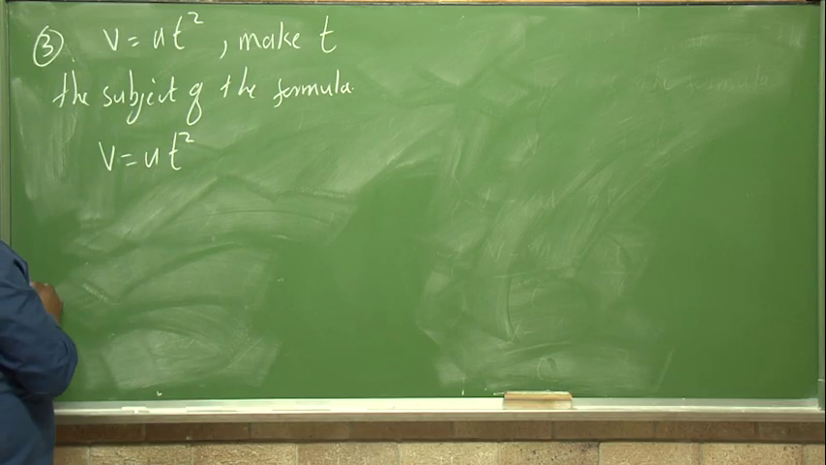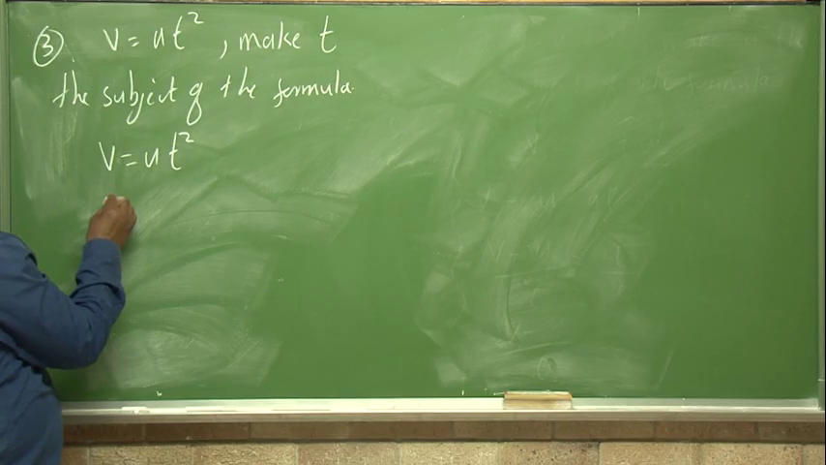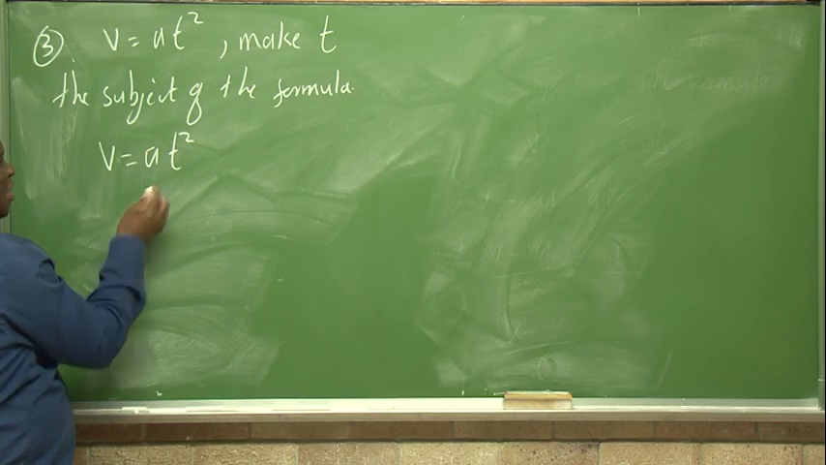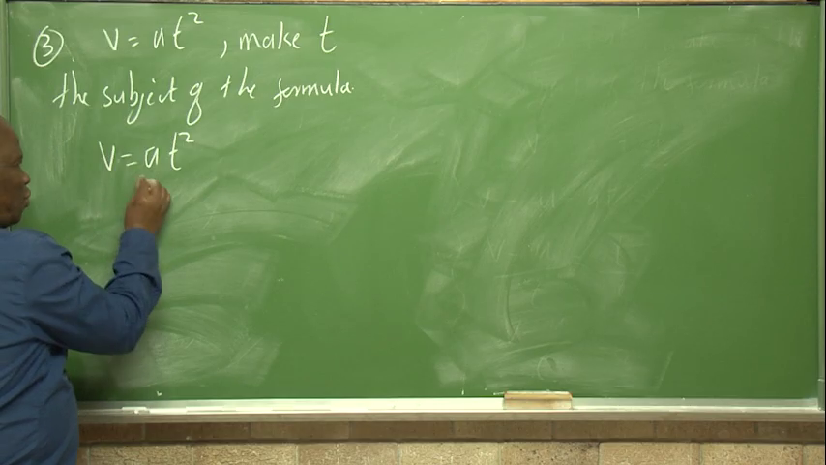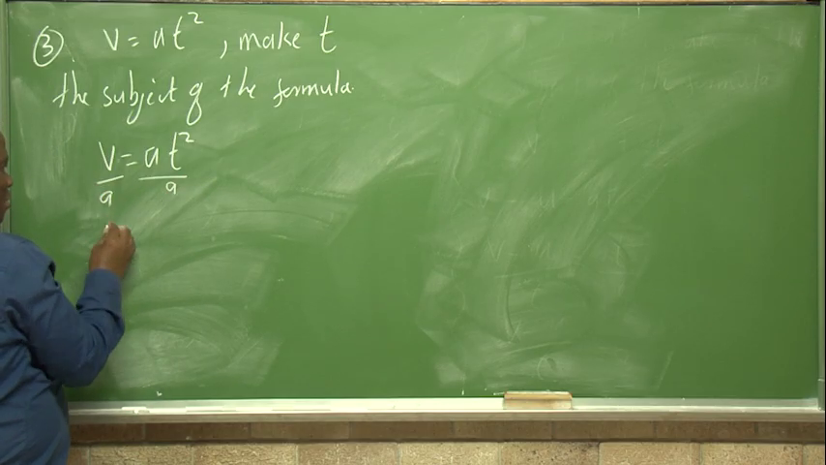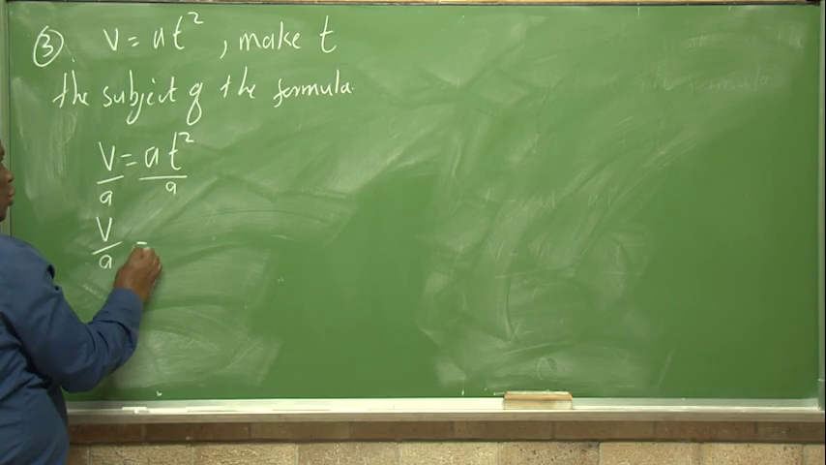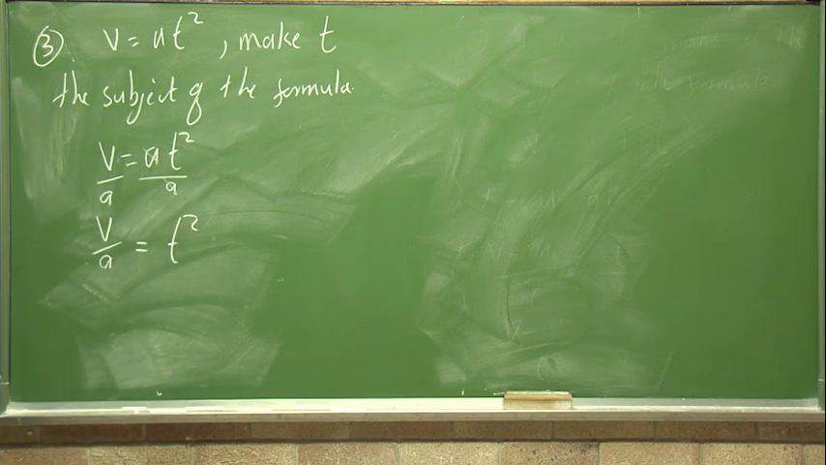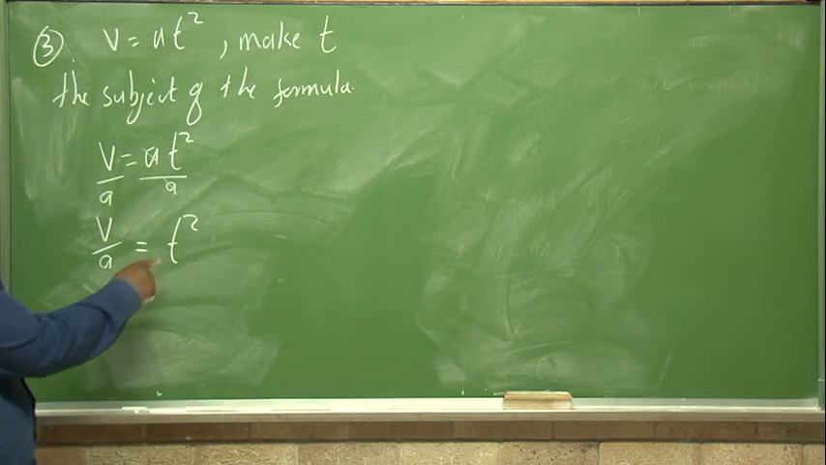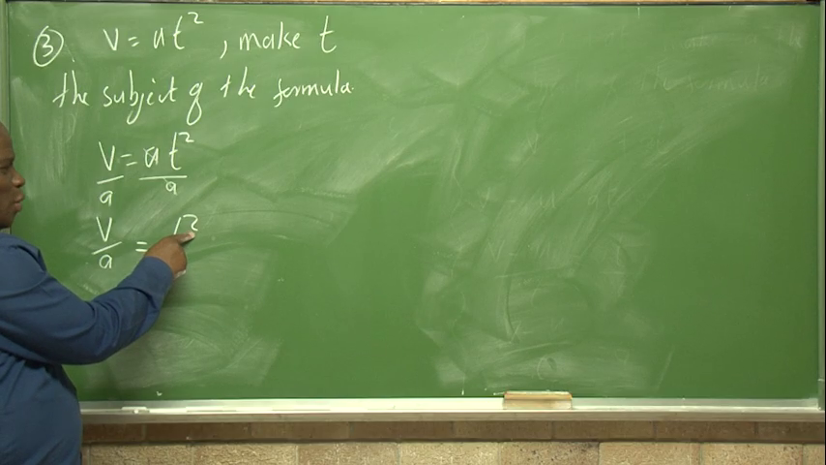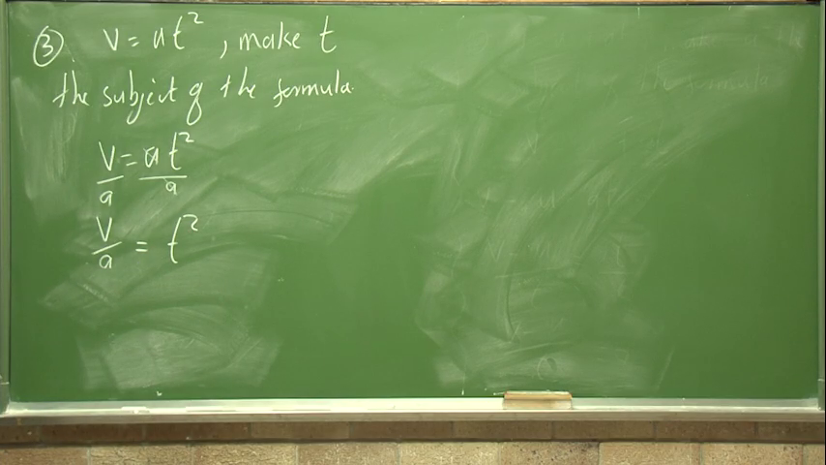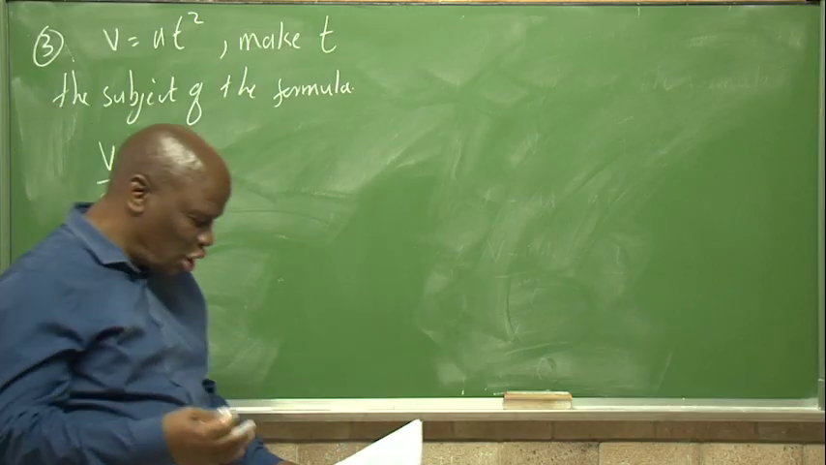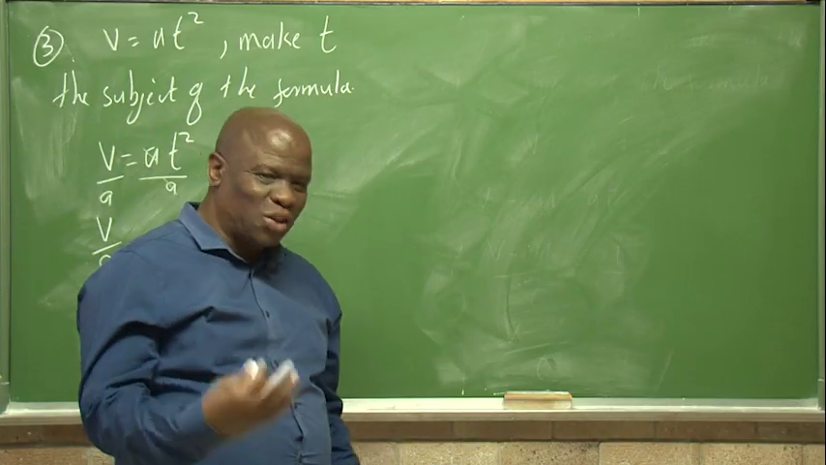Let's eliminate A. Let's divide by A. You've got V over A, which is equals to, A cancels A, you are left with T squared. We want to be left with T. Then the question is, how do we eliminate a square? You eliminate a square by introducing the square root. As much as when you've got an equation that has a square root, you eliminate a square root by introducing a square.